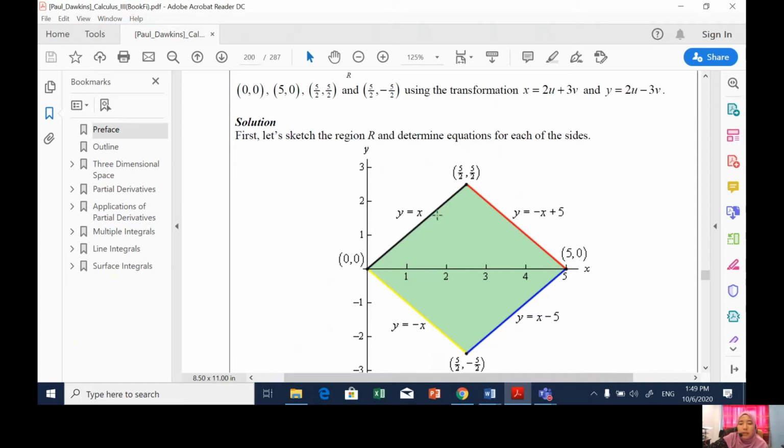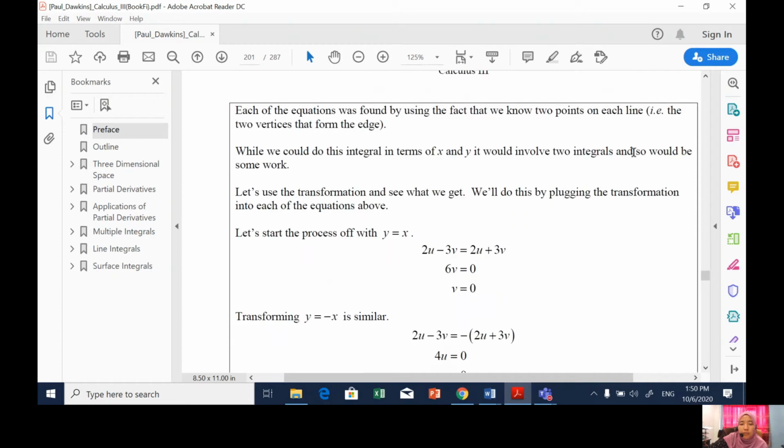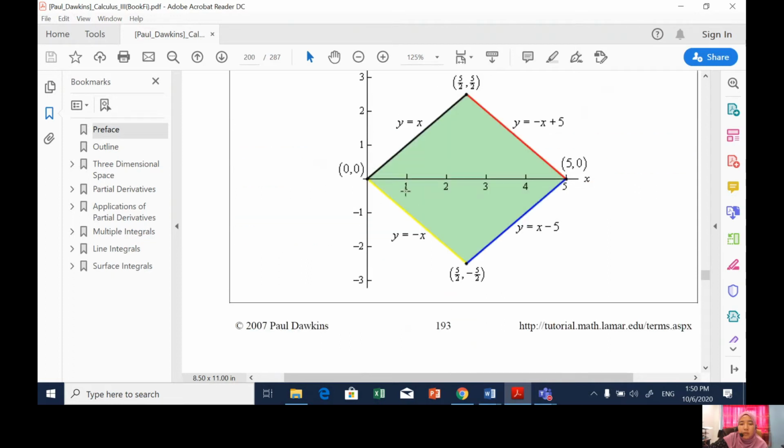For the blue line, the equation is y equal to x. For the yellow line, the equation is y equal to negative x. For the other blue line, we have y equal to x minus 5. Once we determine the straight line equations for the region, we are going to use the transformation given in the question just now. So we start from the yellow line.